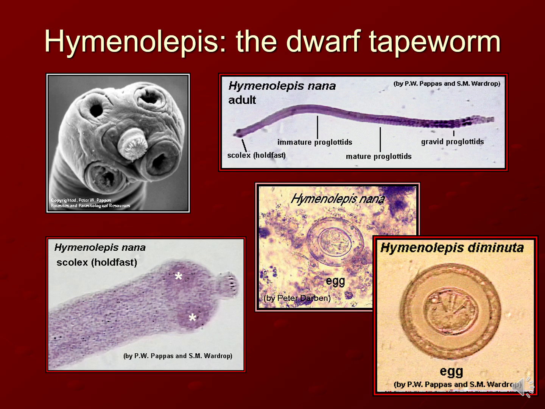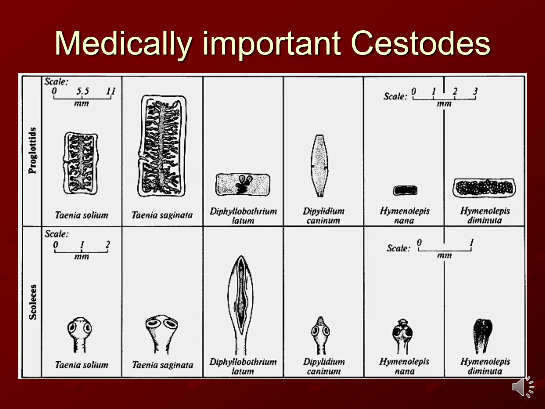Okay. Hymenolepis nana is the dwarf tapeworm with a characteristic egg. This is a chart that shows you the proglottids of different tapeworms, that is the mature segments, and the scolices, or the heads of those tapeworms. Clinically, this is less important for us. We make a diagnosis of the tapeworms by finding the characteristic eggs in the stools, not those parts of the body.